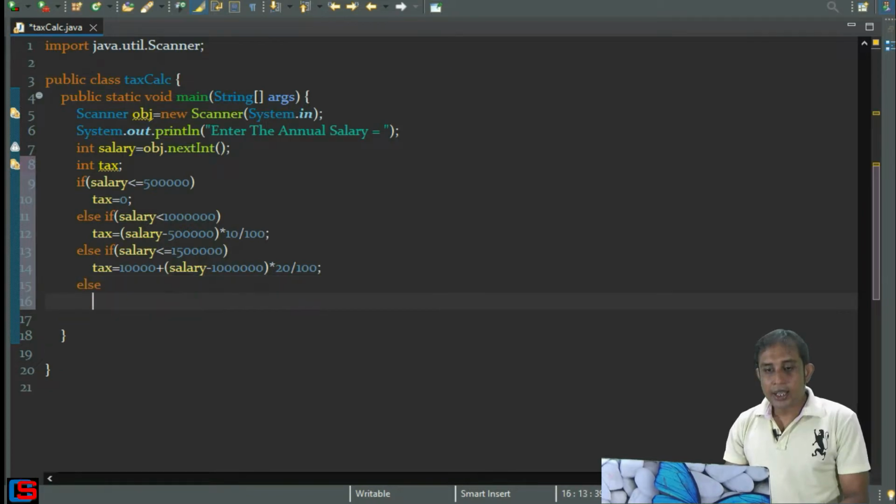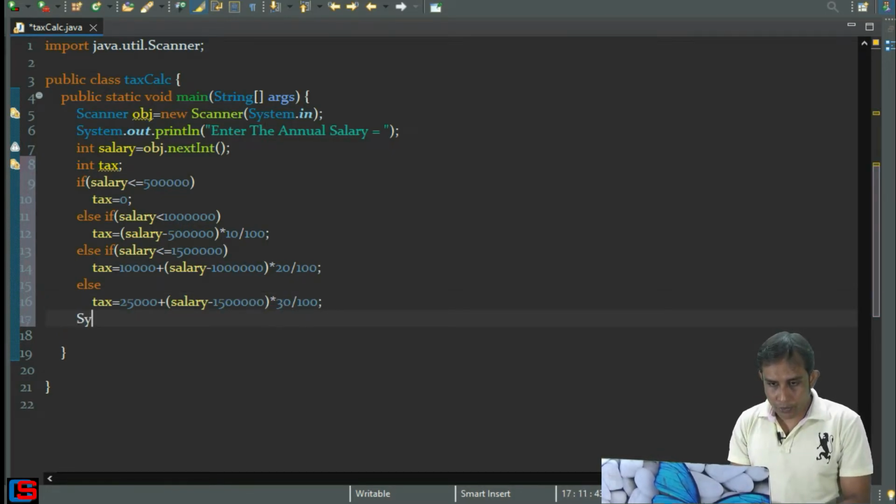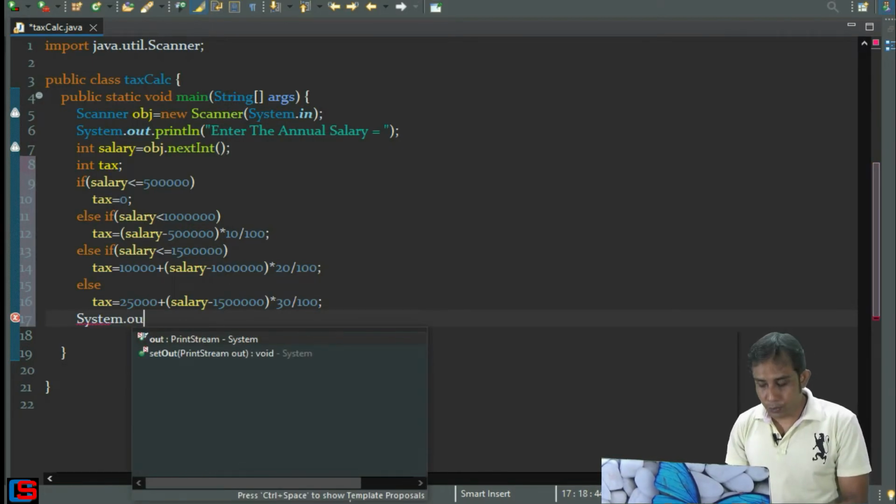And else, it means the salary is more than 15 lakhs, then the tax will be 25,000 mandatory, plus 30% of the excess salary over 15 lakhs. So salary minus 15 lakhs, into 30%. Now I am going to print the tax amount paid by him.